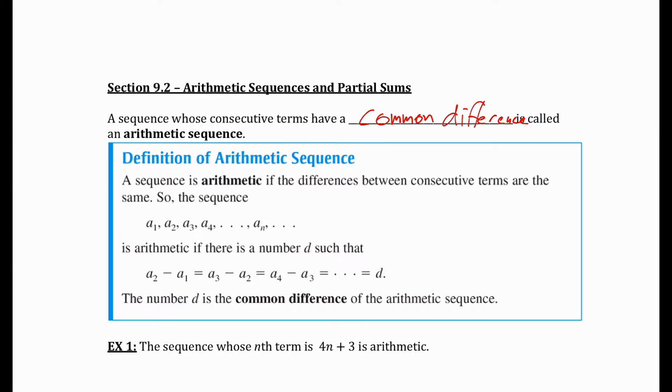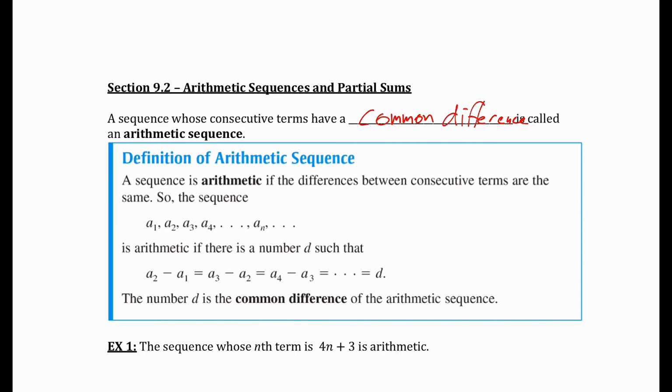So a sequence is arithmetic if the differences between consecutive terms are the same. So in the sequence a sub 1, a sub 2, a sub 3, and so on, it is arithmetic if there's a number d such that a sub 2 minus a sub 1 is the same as a sub 3 minus a sub 2, which is the same as a sub 4 minus a sub 3. In other words, subtracting any two consecutive terms gives you that value of d. So the number d is the common difference of the arithmetic sequence.